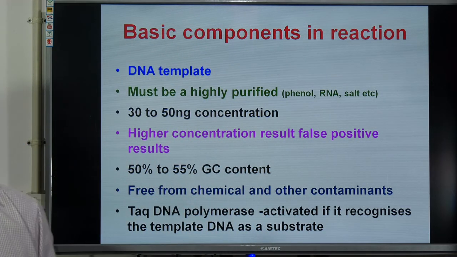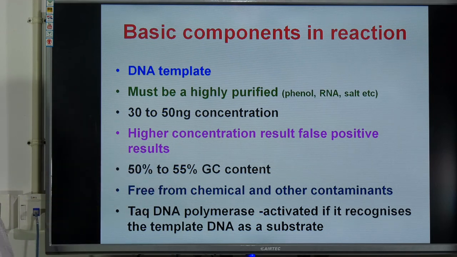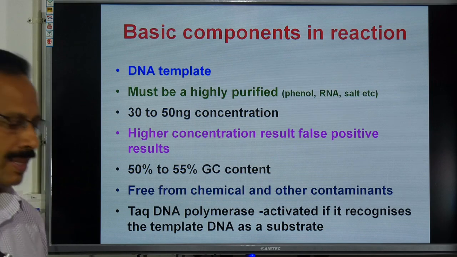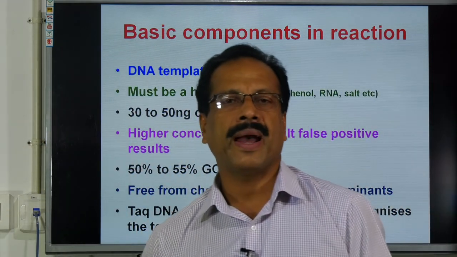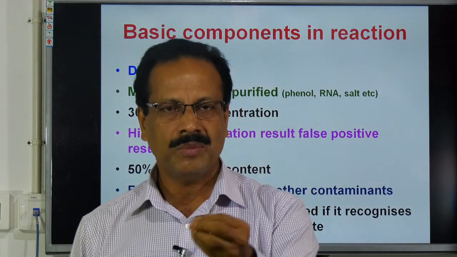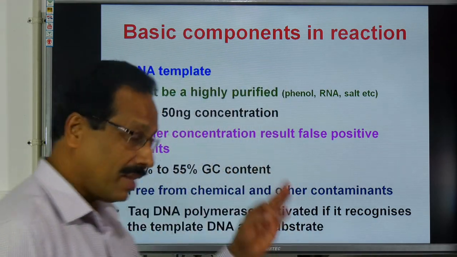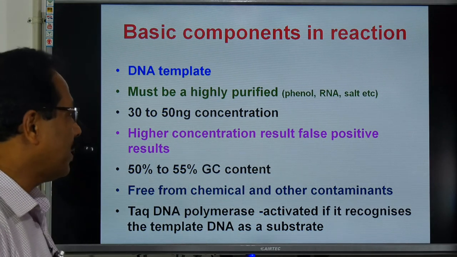It should be pure. The concentration will be 30 to 50 nanograms, and the optimum GC content is between 50 to 55%, and it should be free from chemicals and other contaminants. Other contaminants means if you are purifying DNA using your bare hand, what can happen? The skin from your hand will fall into the DNA sample, and that DNA will also be there. So you may get a false result. So that is very important. You need to be very hygienic when preparing the DNA sample.